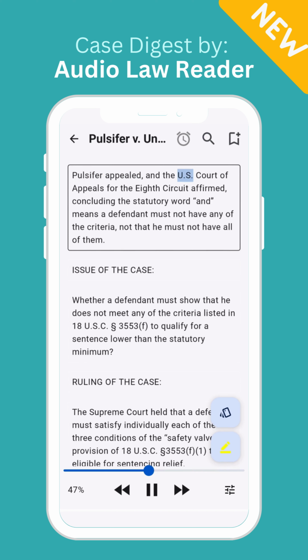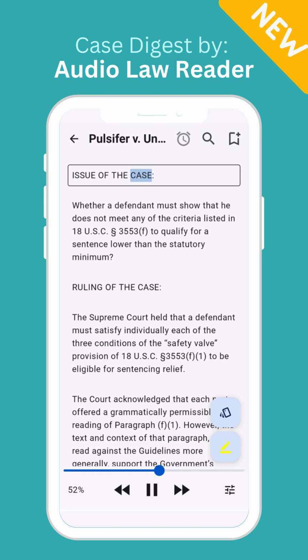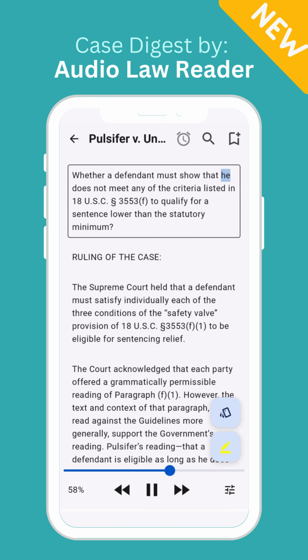Pulsifer appealed, and the U.S. Court of Appeals for the Eighth Circuit affirmed, concluding the statutory word and means a defendant must not have any of the criteria, not that he must not have all of them. Issue of the case. Whether a defendant must show that he does not meet any of the criteria listed in subject provision to qualify for a sentence lower than the statutory minimum.